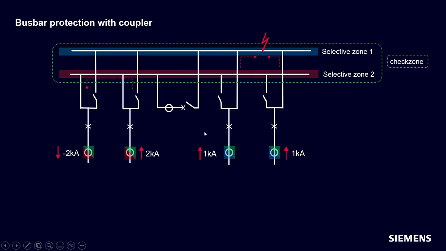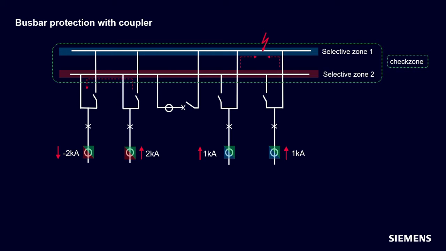Okay, now let's assume there's a fault on busbar 1. The current direction in bay 3 changes. From bay 3 and bay 4, there's a current flowing towards the fault. The current in bay 1 and 2 stay the same.